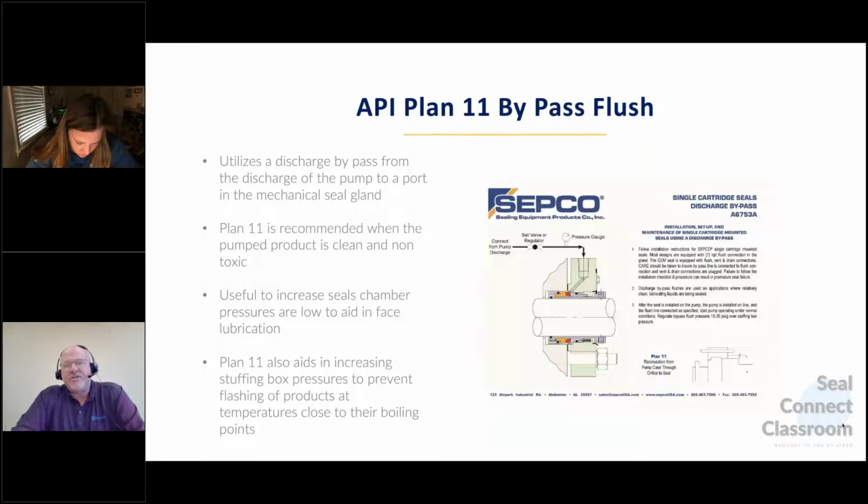Stuffing boxes and seal chambers have a tendency to want to hold fluid, and the fluid kind of deadheads in there. And what you're trying to do is get that fluid flowing out of that stuffing box or seal chamber back into the pumpage and keep something cooler running through there.